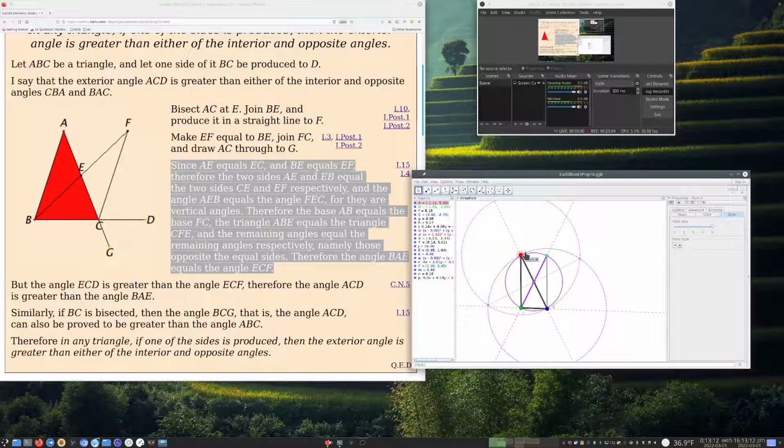Okay. But the angle ECD is greater than the angle ECF. Therefore, the angle ECD, which is the same as ACD, is greater than ECF. Therefore, ACD is greater than BAE.